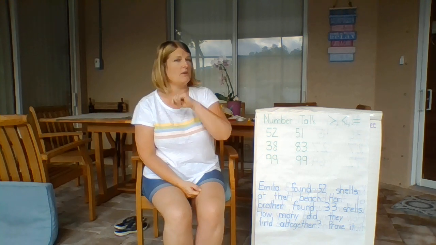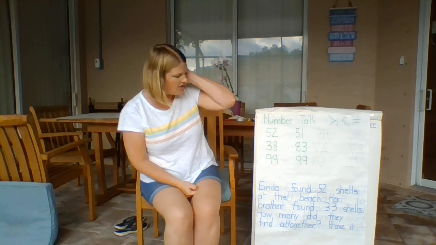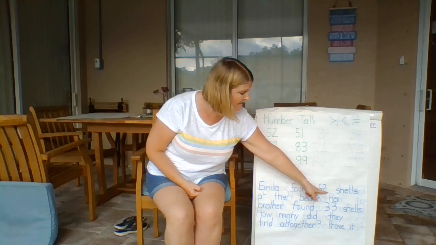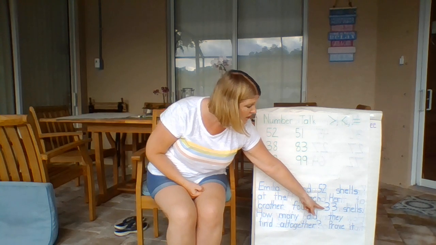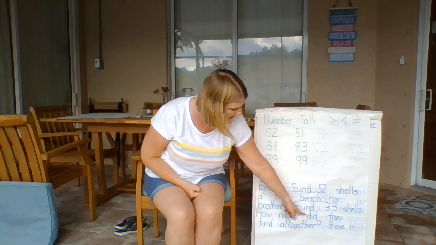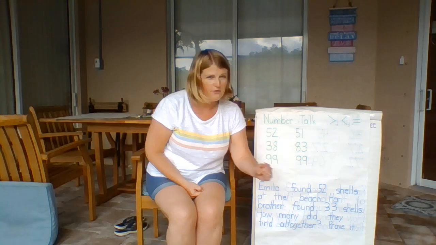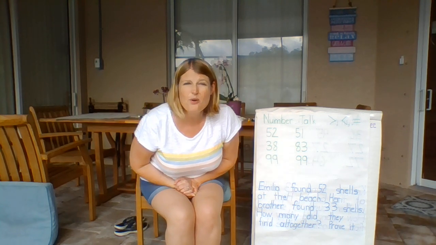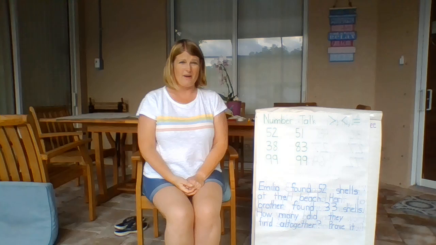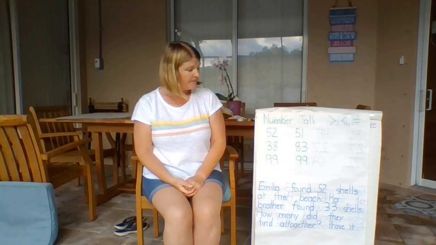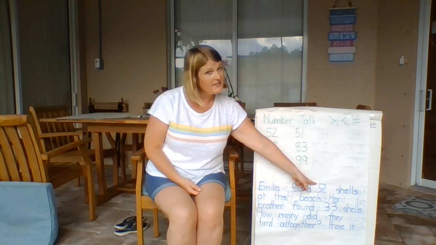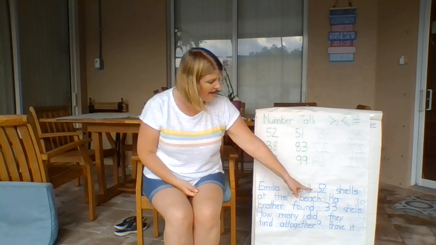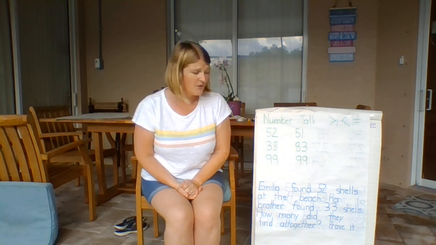Now, let's look at our problem of the day. Here's today's problem. Now we're moving on to Amelia and her brother. So Amelia found 52 shells at the beach. Her brother found 33 shells. How many did they find altogether? Prove it. So what's the important information we have to know in this story problem to use? Yes, we have to know that Amelia found 52 shells and her brother found 33 shells. Those are important numbers we have to use.